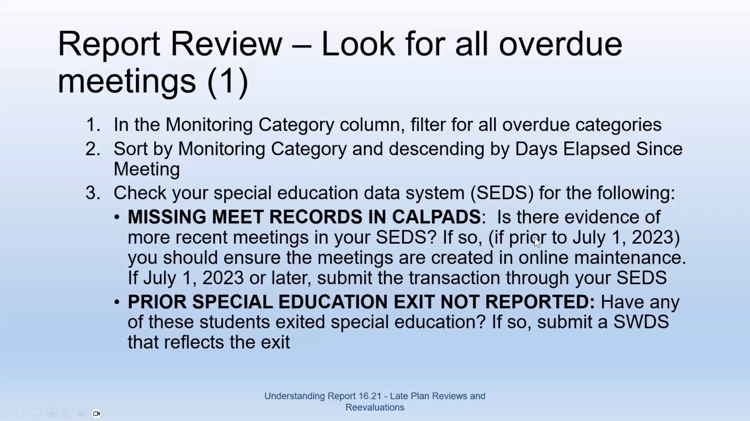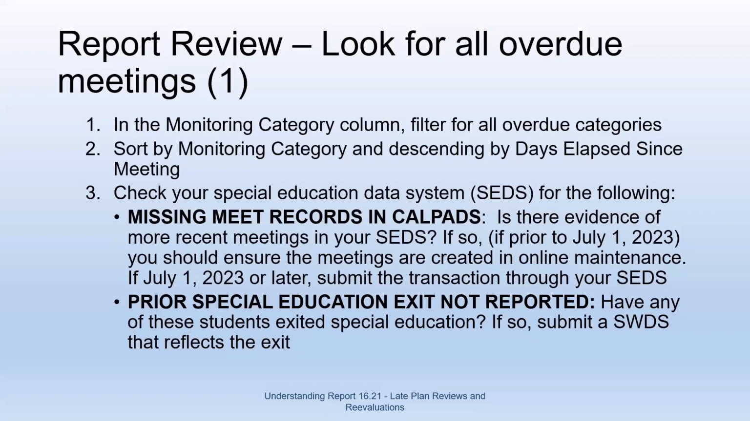So if you look in your special education data system, do you see that a more recent meeting was held in SACE or Cyrus or Welligent? If so, you need to get that meeting information up to CALPADS. If it was after July 1st, 2023 or after, you can send that transaction through the API. However, if it's prior to that, if it's a historical meeting, you're going to have to enter that meeting via online maintenance, okay? And I just showed you how to do that.